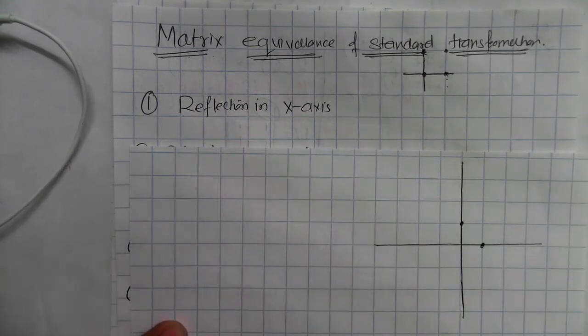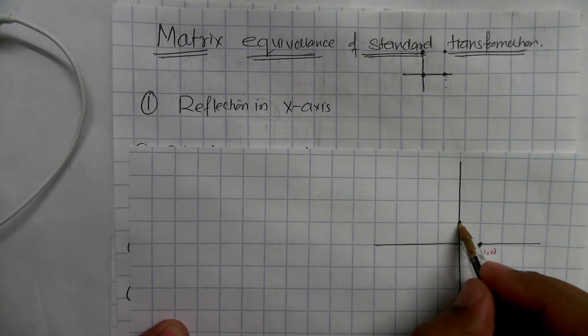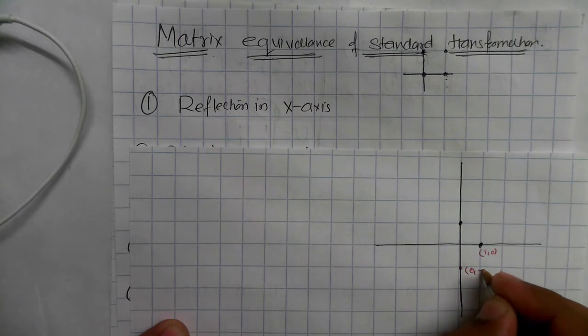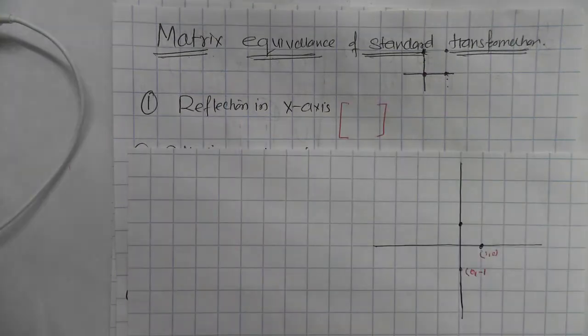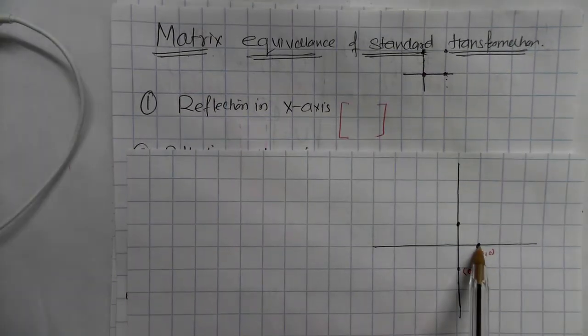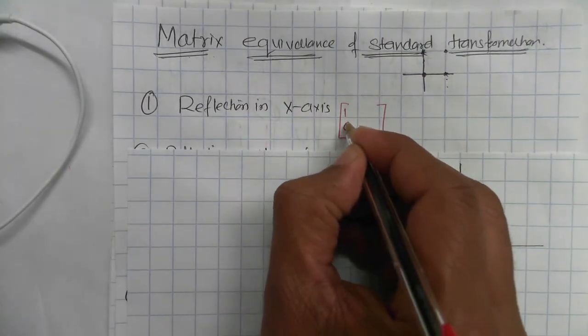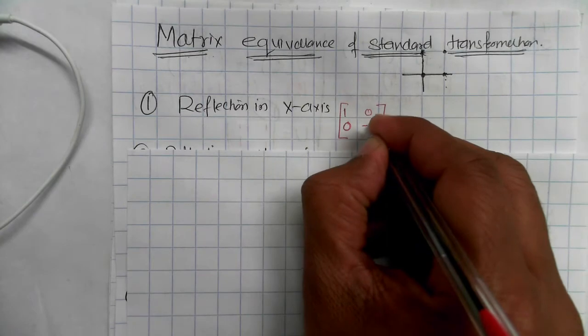What happens? This point 1, 0 stays at 1, 0, and this point 0, 1 goes on to 0, minus 1. So the matrix for reflection in the x-axis will be, we write the image of 1, 0 as the first column, so 1, 0 stays as 1, 0, and 0, 1 goes to 0, minus 1. So that is the matrix represented by reflection in the x-axis.